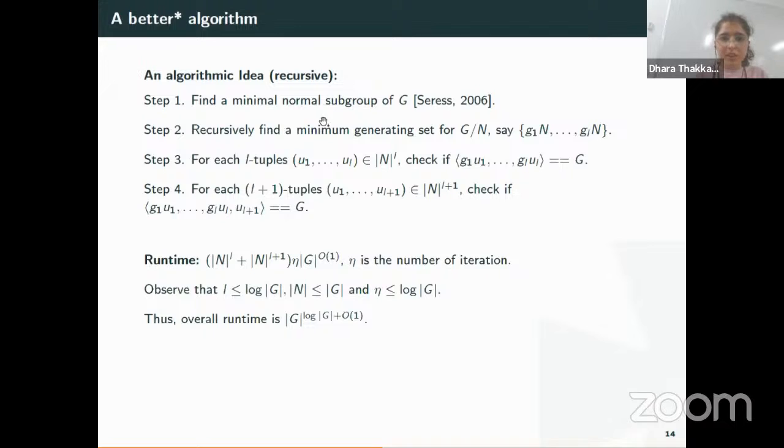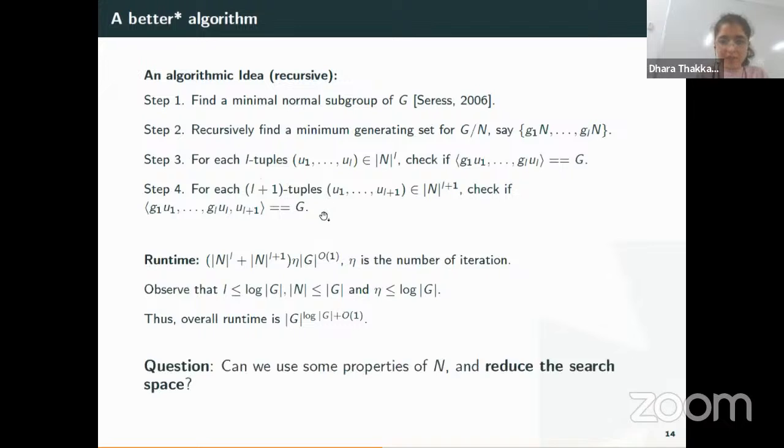But the idea behind this algorithm is better than the trivial algorithm. So we ask the following question: instead of trying all possible |N|^L+1 tuples, can we find some special subsets such that we will take all the tuples from that special subset and say whether G can be generated by those subsets or not? So can we reduce the search space? That is what we have done.